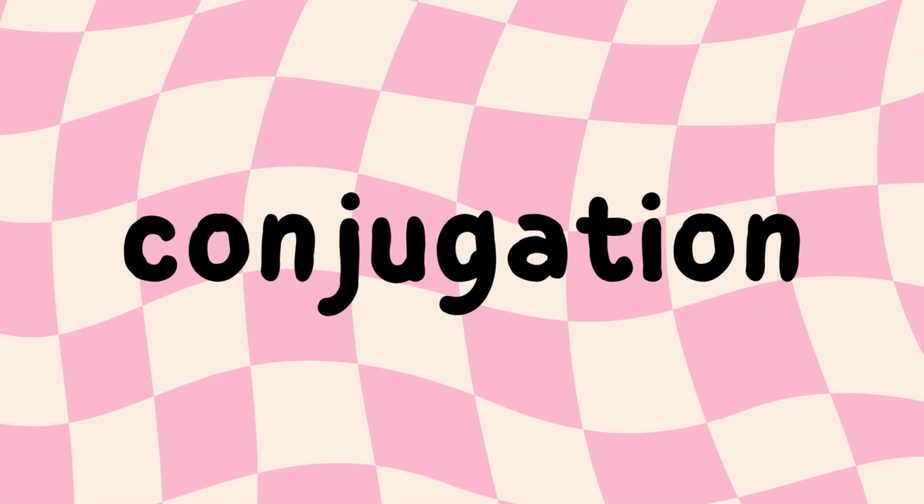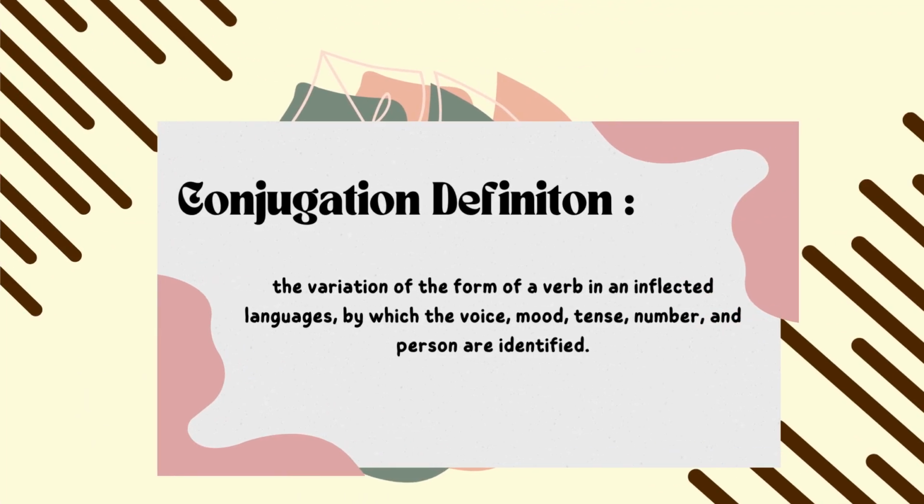Conjugation. What is conjugation? Conjugation is the variation of the form of a verb in an inflected language, by which the voice, mood, tense, number, and person are identified. In simple words, conjugation is nothing but changing the verbs according to the subjects to exactly understand the actual perspective of the speaker. Example, I drink milk, he drinks milk.